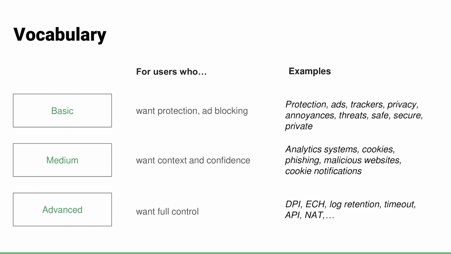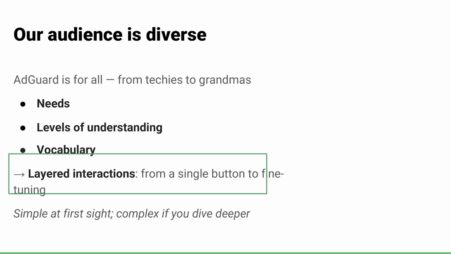And one of the ideas that comes from this diversity, these levels of expertise, is what we call layered interactions. So it means that a single AdGuard app can provide different experiences for users with different needs. Like for one user, it may be a really simple app with just one button, and this will be perfectly fine. But the deeper you go, the more complex AdGuard becomes.